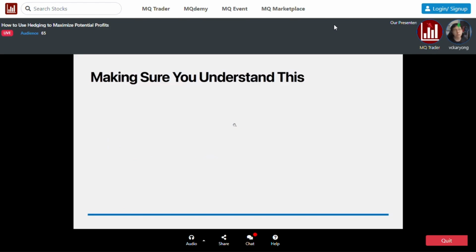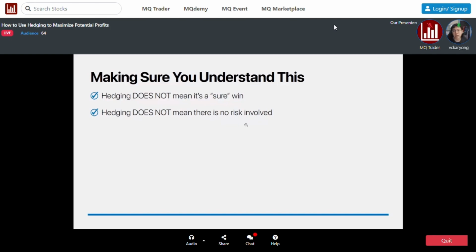Before we jump into that, I just want to re-emphasize, hedging does not mean it's a sure win. It doesn't mean that you have zero losses or you don't have risk. Hedging is basically just a management technique. Hedging doesn't mean that there's no risk. There's risk involved. Hedging is a technique to manage trade and risk. It's not a strategy. It's basically a management technique.